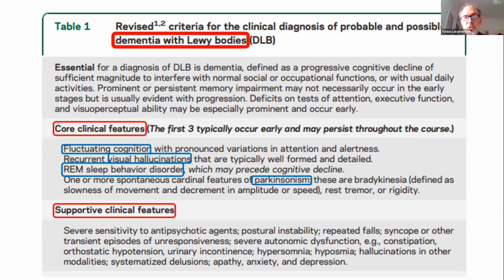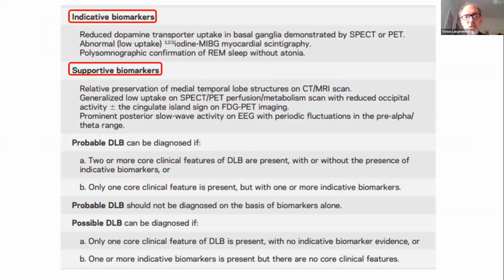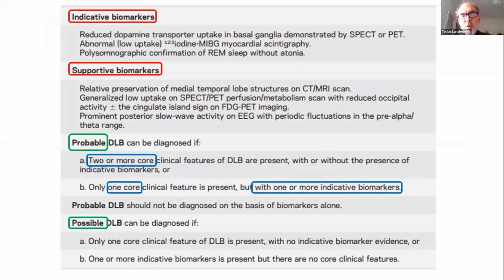Parkinsonism is another core feature. So obviously you may have Parkinsonism and REM sleep behavior disorder, and that will make your diagnosis, as I show you. Again, the biomarkers are only supportive. You've got probable and possible, but probable is two or more core features. So if you've got Parkinsonism and REM sleep behavior disorder, then you score probable. If you only have one core feature, namely Parkinsonism or REM sleep behavior disorder, and you have a biomarker, you can consider that too.